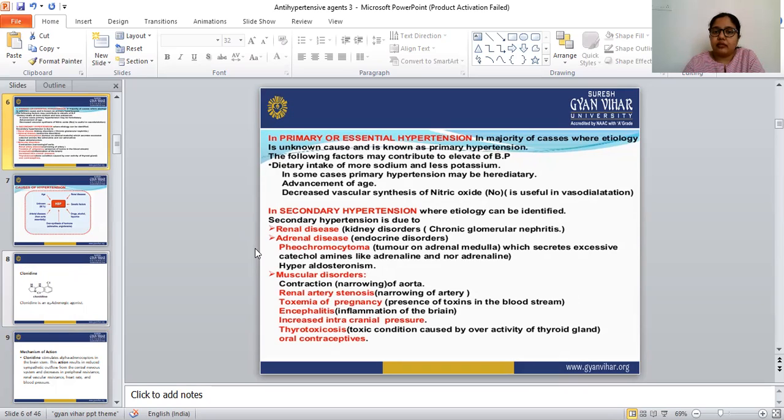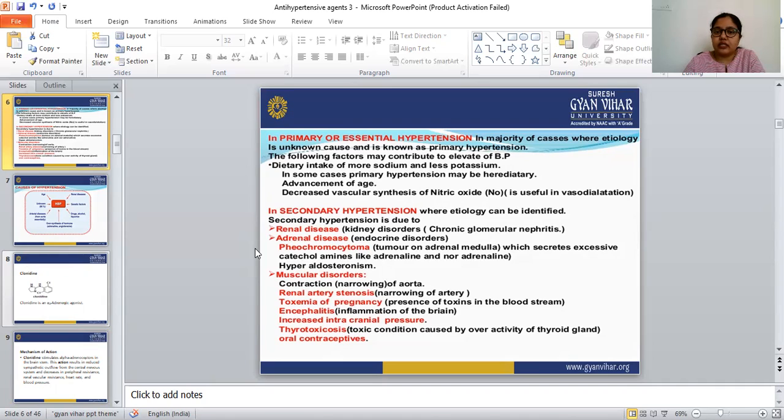The following factors may contribute to elevated BP. The first factor is dietary intake: more sodium and less potassium. That is the main reason for primary hypertension. In some cases, primary hypertension may be hereditary, that is, genetic. And with advancing age, the chances of primary hypertension increase.